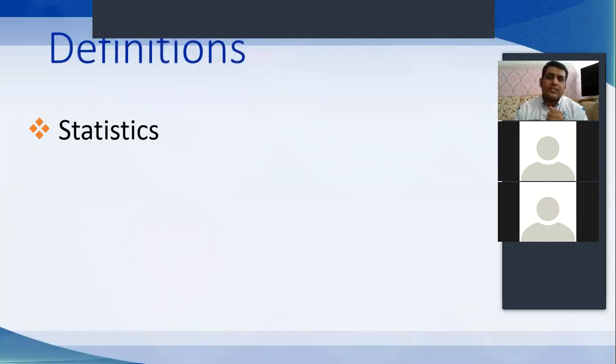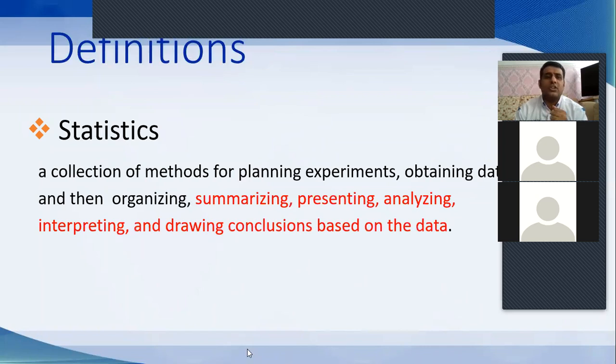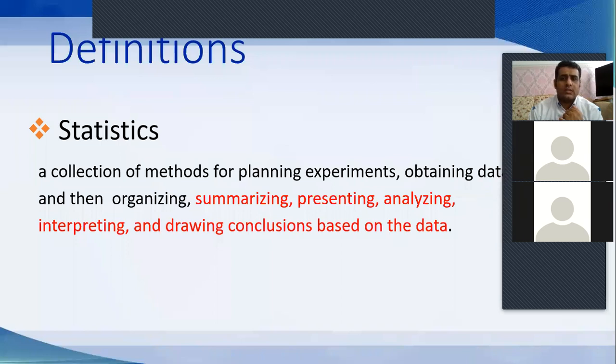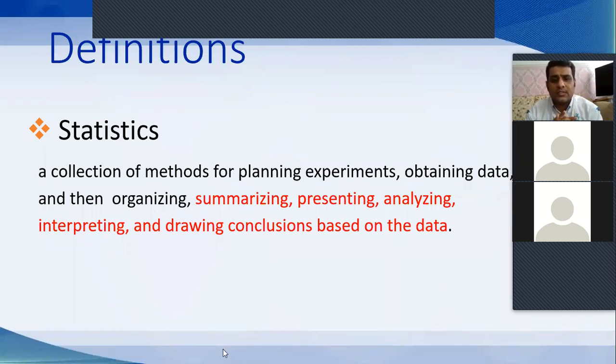The second definition is statistics. Statistics is the collection of methods for planning experiments, obtaining data, and then organizing, summarizing, presenting, analyzing, interpreting, and drawing conclusions based on the data. Statistics is also related to the statistical software we use these days, but actually we need to calculate the result of the data.